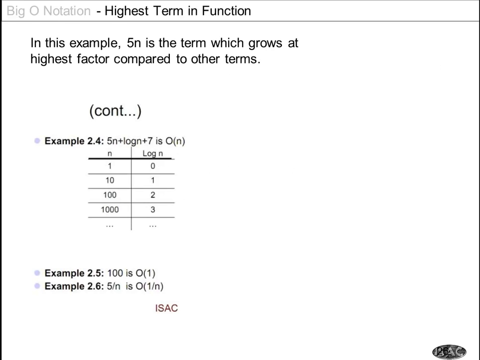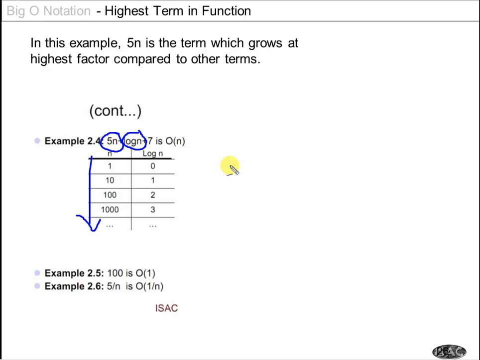Now, why do we call it the highest term in a function? In this example, let us assume 5n is the term which grows at the highest factor compared to other terms. How? See this. Let us assume that we have a function called 5n plus log n plus 7. In this one, you increase n and you see how the two terms are increasing. While you are increasing n, which one is growing faster? This one or this one?